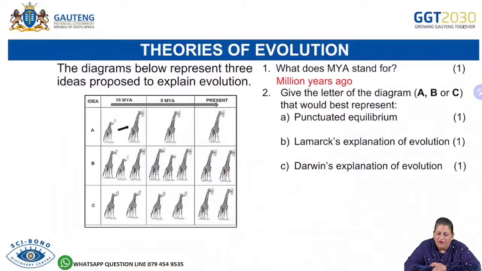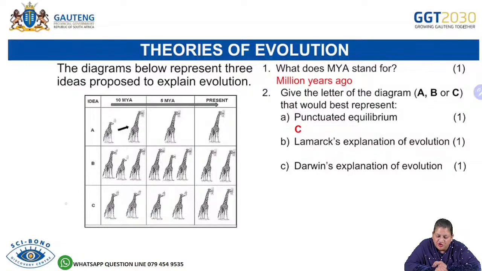Give the letter of the diagram, A, B, or C, that would best represent punctuated equilibrium, whereby suddenly there was a big change. And what would that be, learners? That is going to be C. Can you see? It stayed the same for a long time, and suddenly, it never gradually became long. It was short and suddenly became long. And that is called what? Punctuated equilibrium. So that is C.